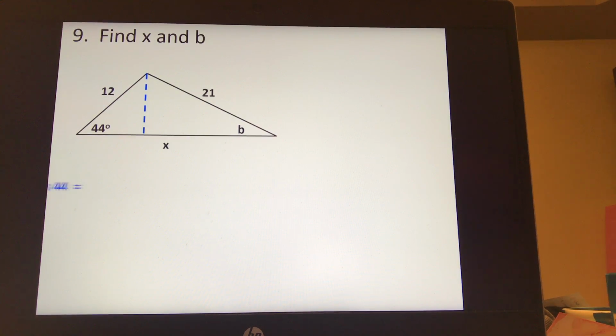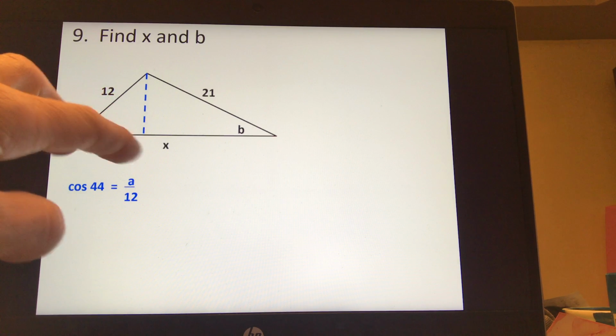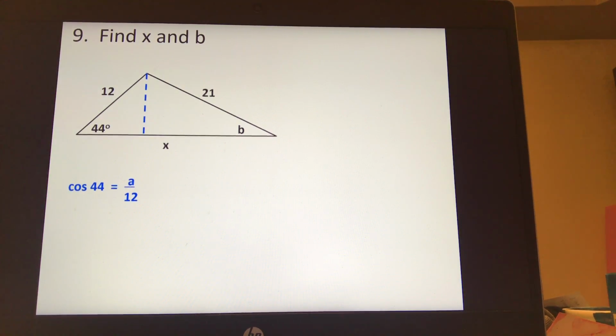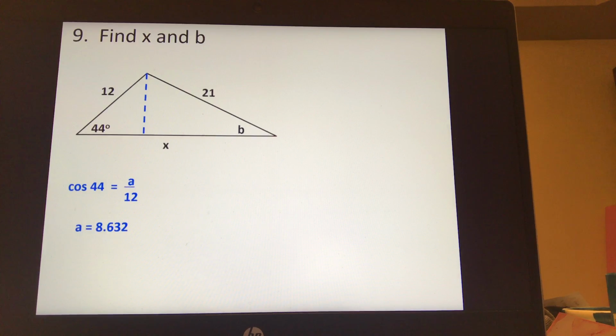Adjacent and hypotenuse is a cosine ratio. So if you set up a cosine equation from that little angle on the left, that would be the adjacent side, that piece of x, because x is this whole thing, that piece of x divided by 12. A little bit of multiplication. I think that should be around 8.6. I'm going to keep these extra decimal places during my work. Later on, I'll round to the nearest tenth. If I do that now, I'll lose precision, so I'm not going to do that yet.